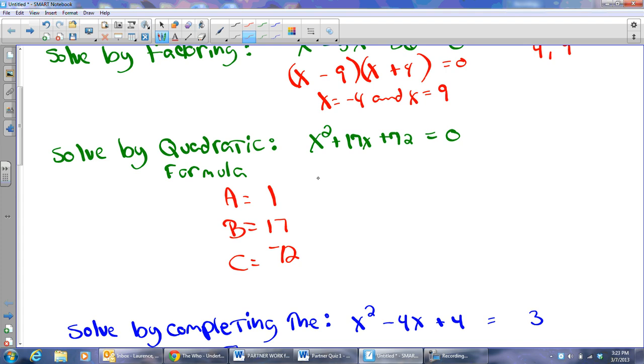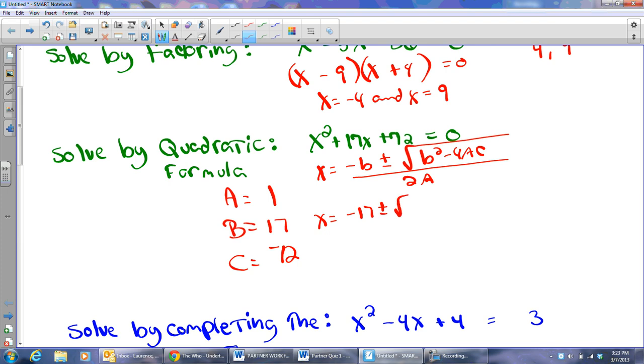And then I use my quadratic formula. x equals negative b plus or minus the square root of b squared minus 4ac all over 2a. And then I'm going to plug it in. I'm actually just solving, so I'm just looking for the roots. I'm not actually graphing. So I'm going to get negative 17 plus or minus the square root of 17 squared, which I believe is 289, minus 4 times 1 times 72.